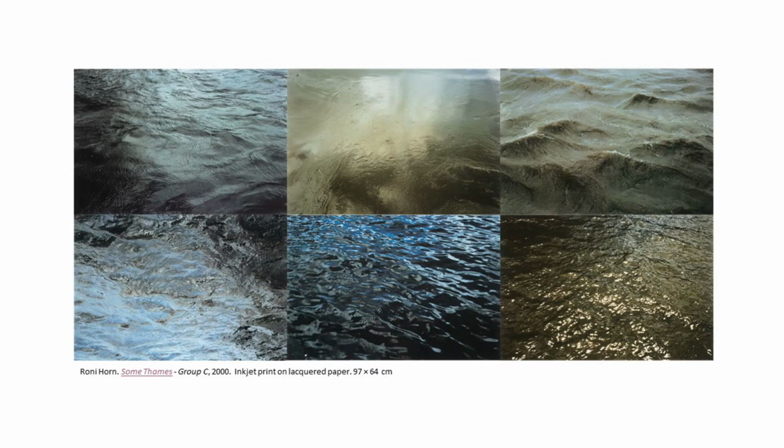Roni Horn took several close-up pictures of the Thames River for a series titled Some Thames, Group C, 2000. You may have noticed that the surface of the sea changes quite a bit depending on the weather. Sometimes it's rough, while at others it's mirror-like, and sometimes it's just hard to describe with words.